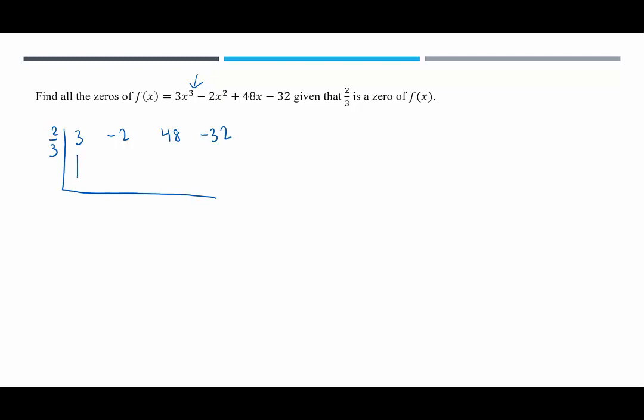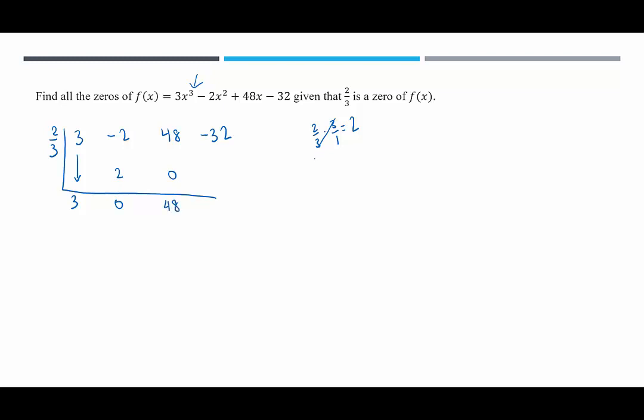And now we can bring down the 3 and multiply 3 times 2/3. So if you're uncomfortable with fractions, just know that that one that's all by itself, that integer, goes in a numerator. It's going to cancel. We're left with 2/1, which is 2. So this will become a 2. Oh, this is nice. We get 0. 0 times 2/3 is 0. 48 plus 0 is 48.